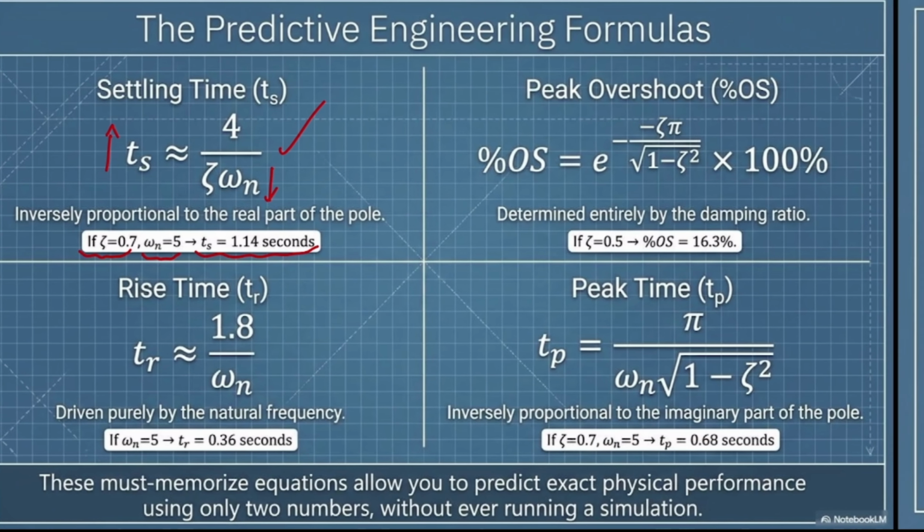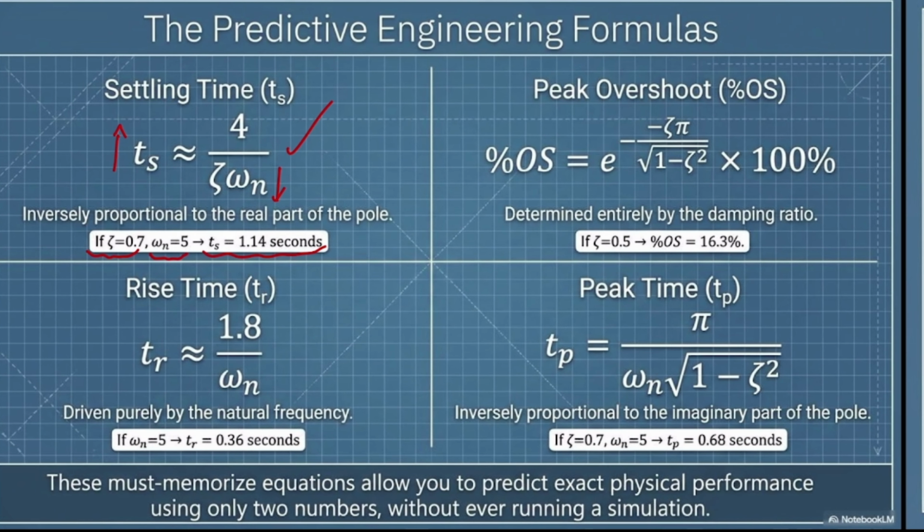Another important formula is about the peak overshoot. It means how much is the difference between the peak value of the actual value of the system and the final value, or the steady state value. If we show this, OS percentage itself is going to be e to the power negative zeta times pi divided by the square root of 1 subtracted by zeta squared, times 100%.